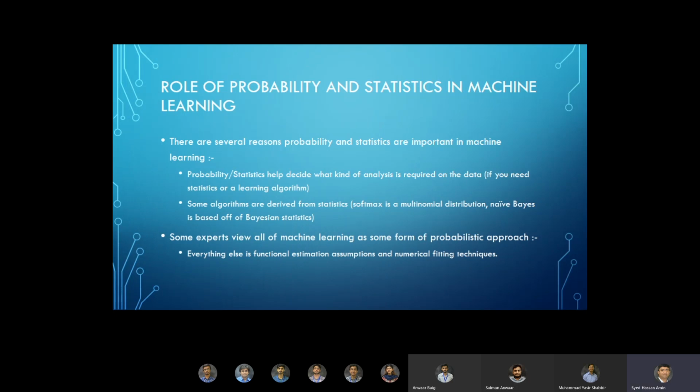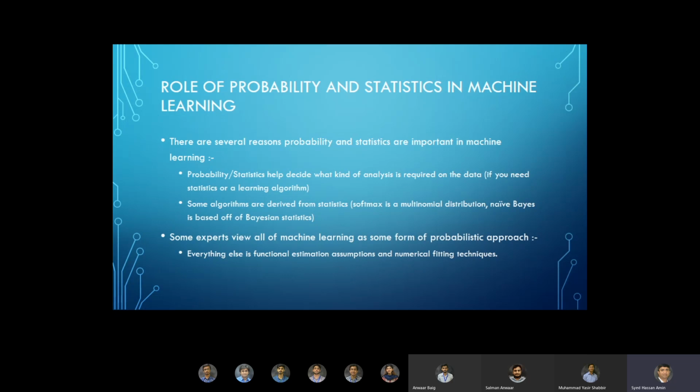So, role of probability and statistics in machine learning. There are several reasons probability and statistics are important in machine learning. It's not only from the perspective of data, its analysis, and data generation, but also from the other side where we are developing algorithms. So from both perspectives, probability and statistics are important.